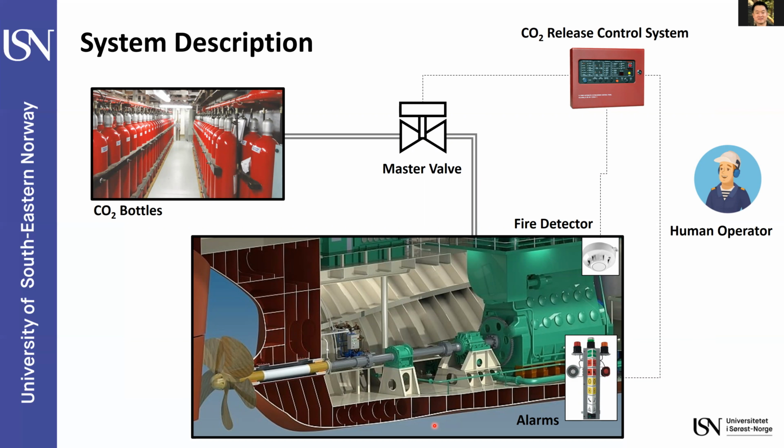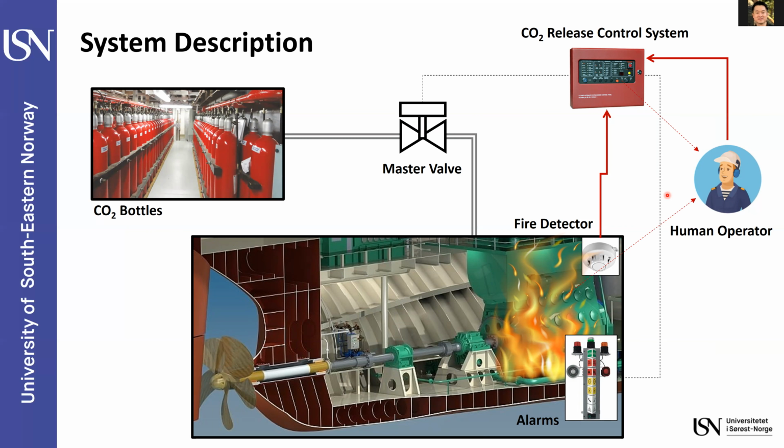Let me explain the working principle of this system. When we have a fire inside the engine room, the fire detector gives a signal to the CO2 release control system that we have a fire. Then the human operator can identify the occurrence of the fire either from this CO2 release control system or directly from the engine room. Once the human operator identifies the fire, the human operator initiates the release of CO2 into the engine room.